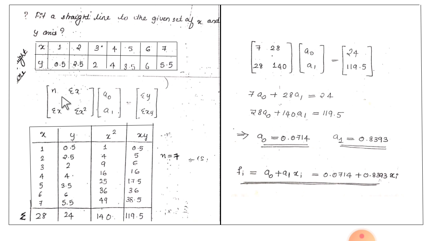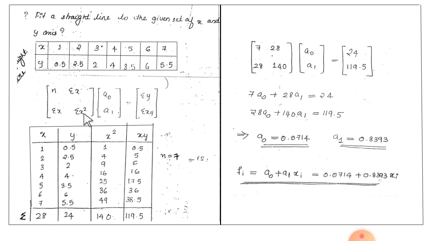Now you have to find each term. What is n, what is sigma x, what is sigma x squared, what is sigma y, what is sigma xy. So you have to find all those. n is nothing but the number of terms here, 1, 2, 3, 4, 5, 6, 7, so the value of n is 7. Now you have to find sigma x. Sigma x is nothing but the sum of all these values, so 1 plus 2 plus 3 plus 4 plus 5 plus 6 plus 7. So sigma x will be obtained as 28.